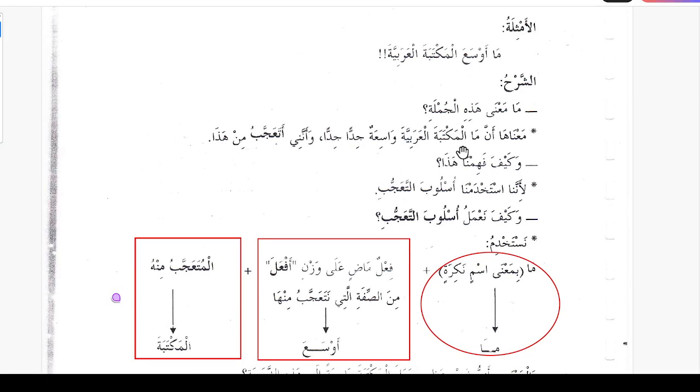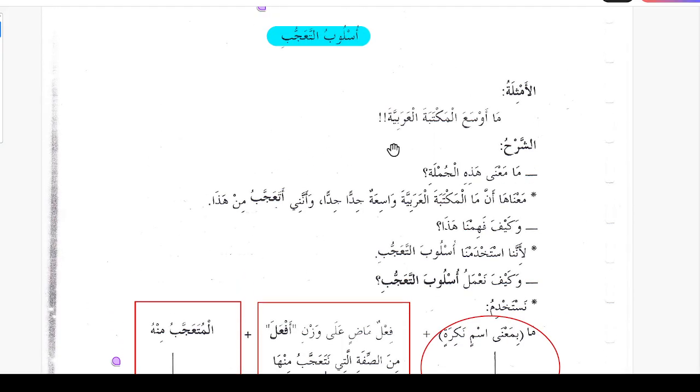Manaha anna al-maktabat al-arabiyyata wasiyatun jiddan jiddan. This means that the Arabic library is very, very spacious, very vast. Wa annani ata'ajjabu min haza, and that I am surprised about that. So it is so big that it gives me a surprise.